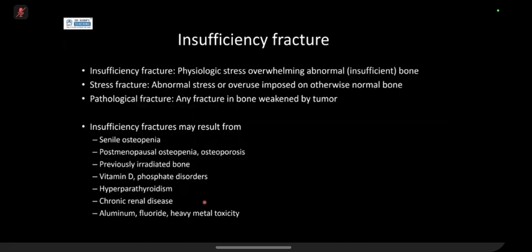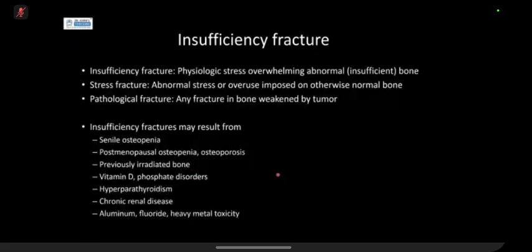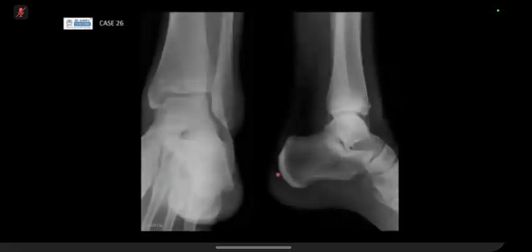You can argue, some of the bone tumors that Dr. Kapoor had mentioned earlier, if there was a fracture, you can still call it pathological because there is a tumor process within there. So many causes. This is more from the adult population. You can get insufficiency fractures from lots of things. I think in kids, you are thinking more of previously irradiated bone, because radiotherapy is quite common in pediatric cancers. Okay, next case.